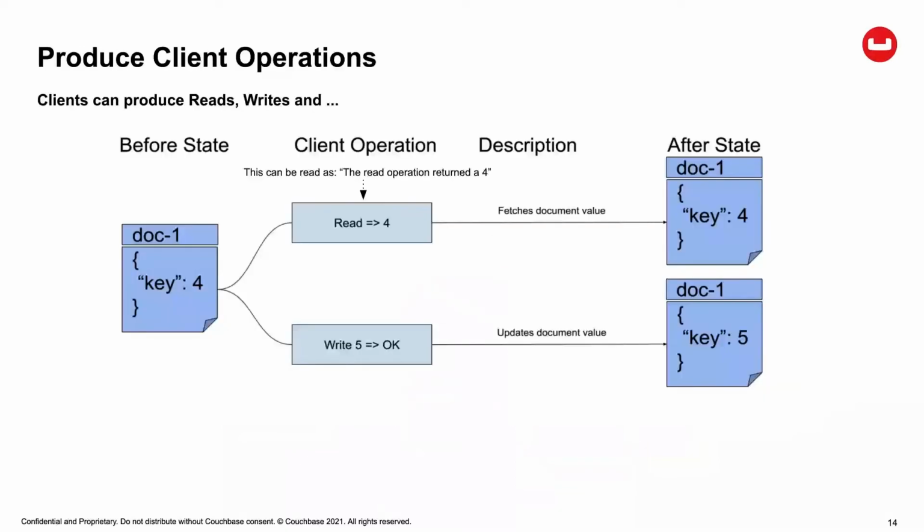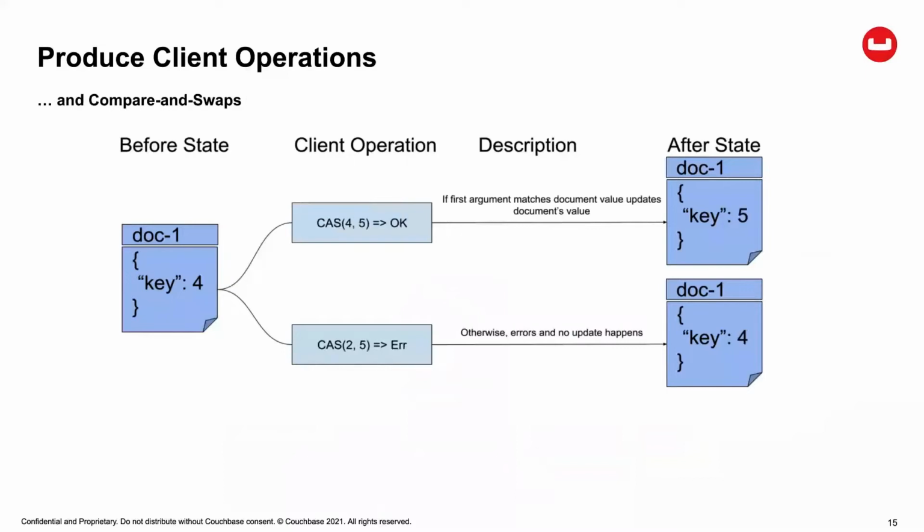Jepsen produces client operations. We model Couchbase documents as compare and swap registers, or more simply as variables. Client operations consist of reads and writes. Operations have a return value. This is indicated by the arrow. Read operations return document values, whereas write operations update document values.